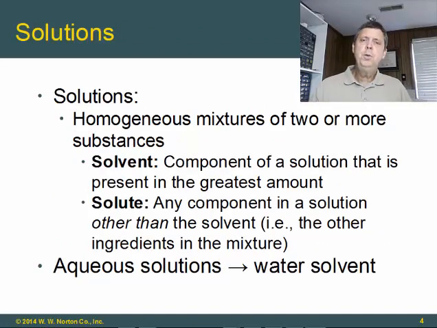Now, solutions are uniform or homogeneous mixtures of two or more substances. We have the solvent and the solute, the two major components of a solution. Solvent is what you have more of. It's sometimes easier to see, sometimes not. So it's just the one you have more of. Solute is the one you have less of. We tend to think of it as we dissolve the solute in the solvent.